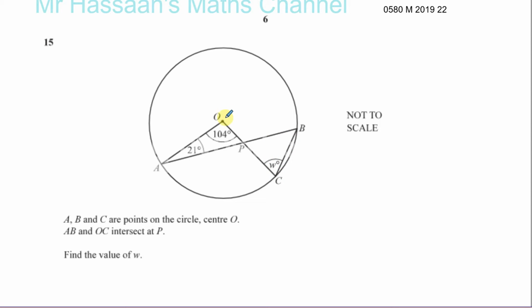Now, the mistake that many people would make is they would say W and 21 are the same. And that's not true, because they're not standing on an arc of the circle. W is standing with one part of it on the center, the other part on the circumference, as is A. So they're not both standing on the circumference of the circle, therefore they can't be the same size. They have to be standing on an arc of the circle. These are not standing on an arc of the circle.